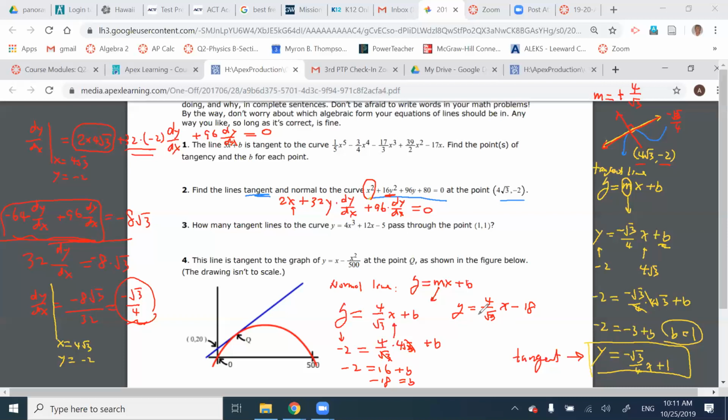Zoe, do you agree with Armando? Okay, good. So multiply by √3 for both numerator and denominator. Finally, y equals what? 4√3/3 minus 18x here. So this is a line. We find the normal line now. Any questions so far?